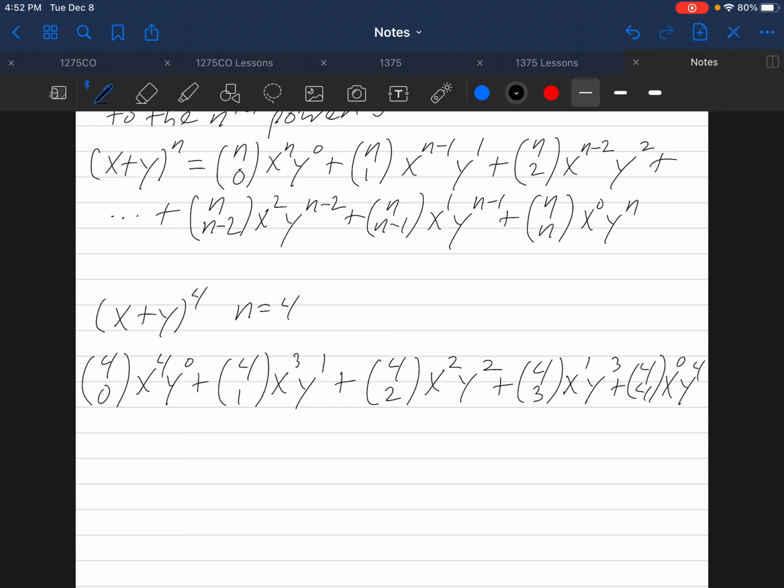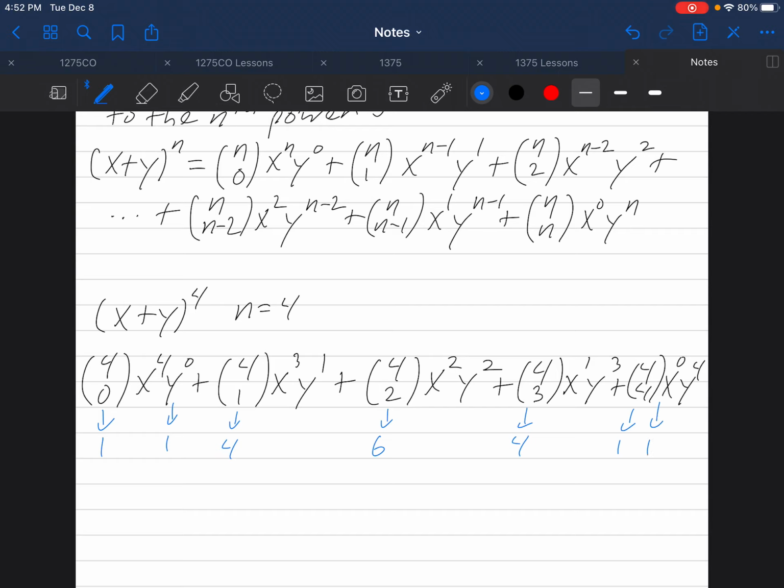And if we evaluate this, again, I will teach you how to evaluate these 4 choose 0 kind of things. 4 choose 0 is equal to 1. Y to the 0 power is equal to 1. 4 choose 1 is equal to 4. 4 choose 2 is equal to 6. 4 choose 3 is equal to 4, and 4 choose 4 is equal to 1.